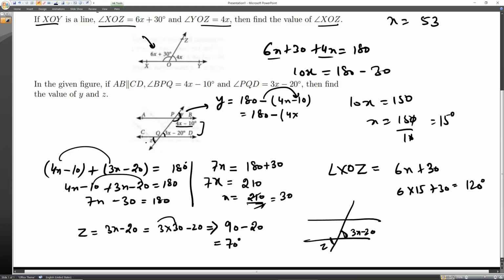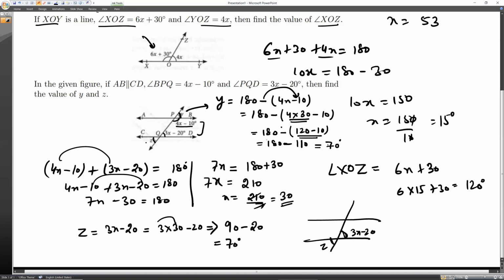4 into, what is the value of x you get? The value of x is 30, so put 30 here, and then minus 10. First multiplication comes, so multiply it. 4 threes are 12, you will get 120. 120 minus 10, you will get 110. So you will get 180 minus 110, and then you will get 70 degrees. Got it?